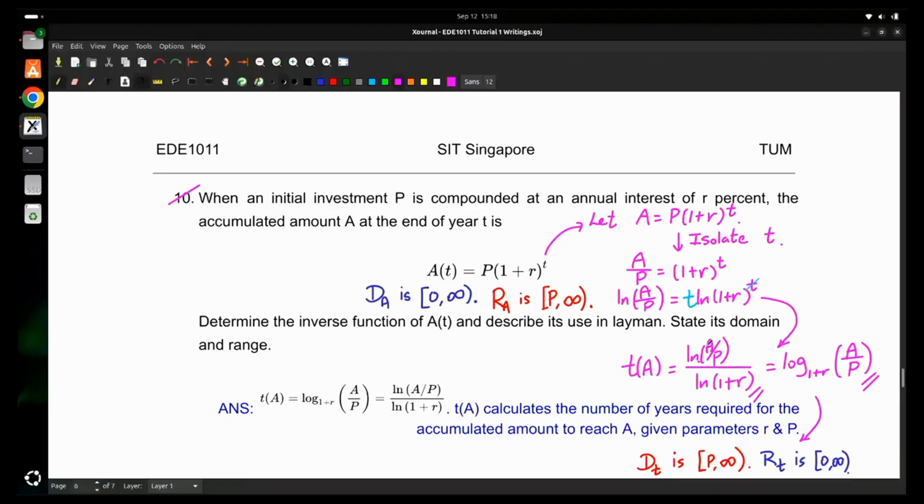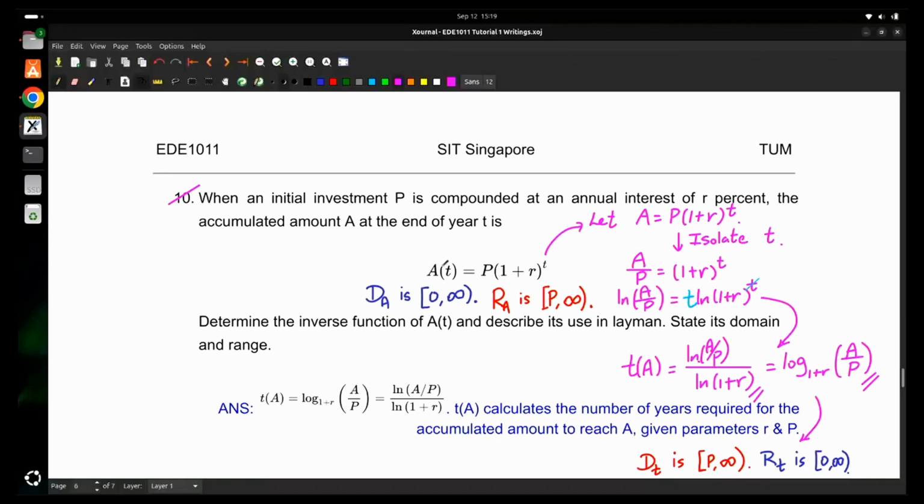So in other words, I can also write it as log base 1 plus r of a over p, because this is coming from the change of base formula. Of course, both will give you the same result. So what is the use in layman's terms? So what's the accumulated amount?